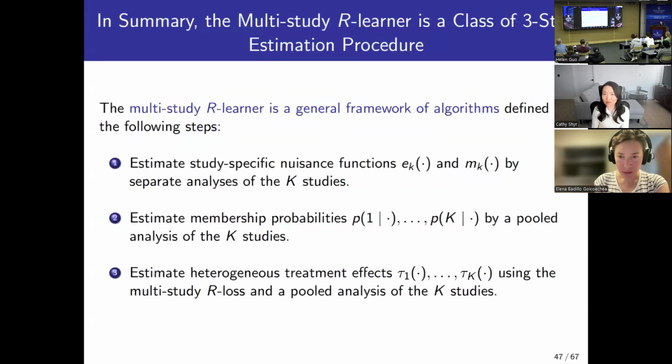So in summary, the multi-study R-learner is a class of 3-step estimation procedures. The first step is to estimate the study-specific nuisance functions by a separate analysis of the case studies. Step 2 is to estimate the membership probabilities P1 to PK by a pooled analysis of all the studies. And last but not least, the third step is to estimate the heterogeneous treatment effects tau 1 through tau K using the multi-study R-loss in a pooled analysis of the case studies.